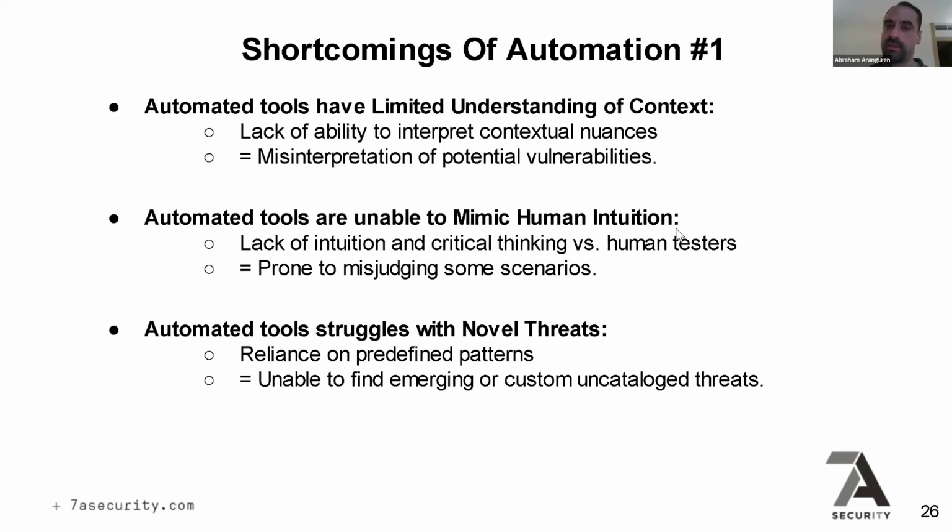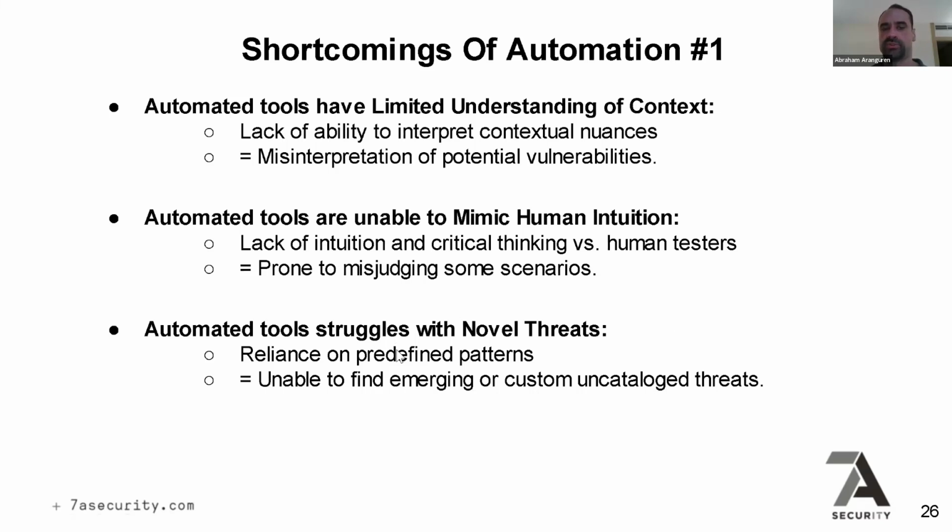Maybe this will change with AI. So far, we are not there yet. So there's a lack of intuition and critical thinking compared to human testers, right? So what I mentioned before, you call an endpoint, you see something you shouldn't be able to see, and then the human will see it, whereas the tool was testing XSS, didn't find XSS, and moves on, right?